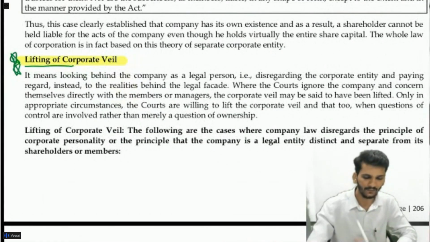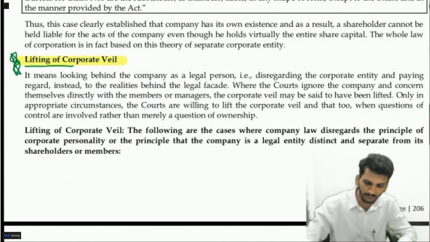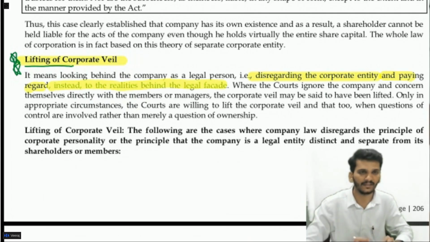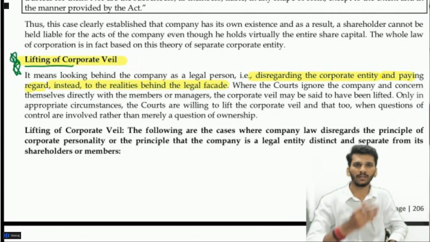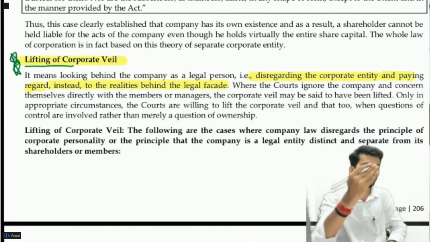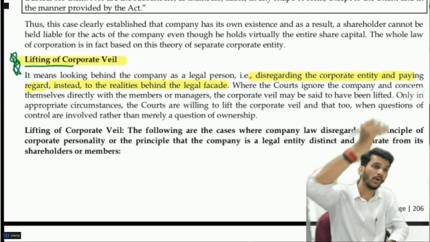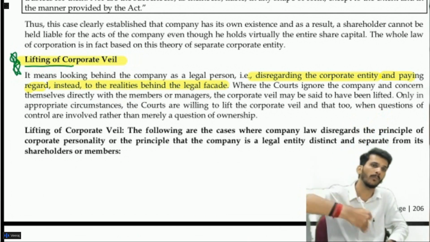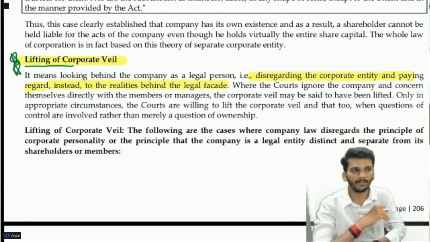What is lifting of the corporate veil? It is disregarding the corporate entity and paying regard instead to the realities behind the legal facade. You don't just look at the face which is visible as a company. Who is behind the company? You just go beyond that. You have to go beyond the company. That is the members.